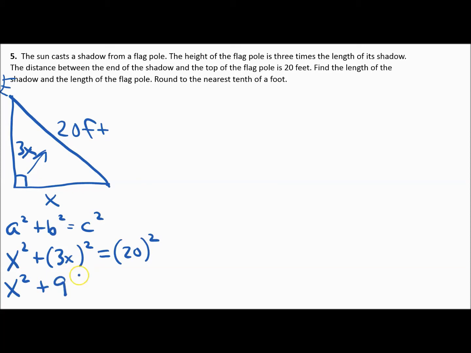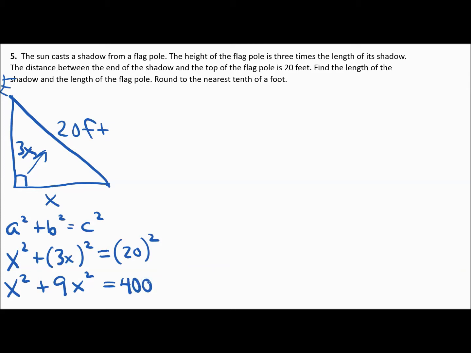So I'm just going to say a is across the bottom. So a in our picture is x, squared, plus b in our picture would be 3x, squared. Notice the parentheses because you're squaring the 3 and the x. So (3x) squared equals our c, again, the side across from the 90-degree angle, is 20, and I'm going to square that as well. Now I need to simplify this. I've got x squared plus 3 squared is 9, x squared is x squared, and 20 squared is 400.